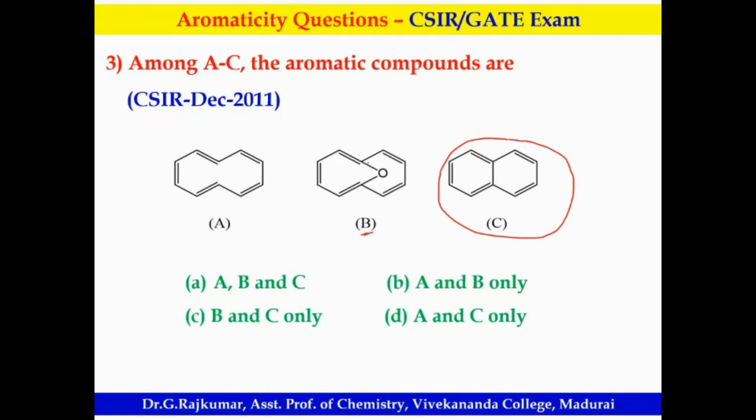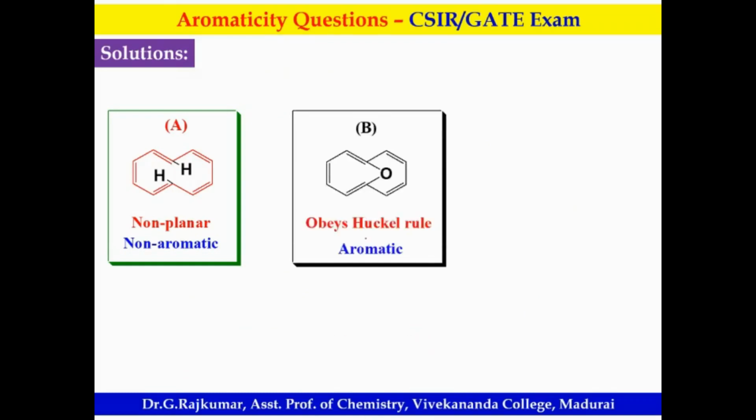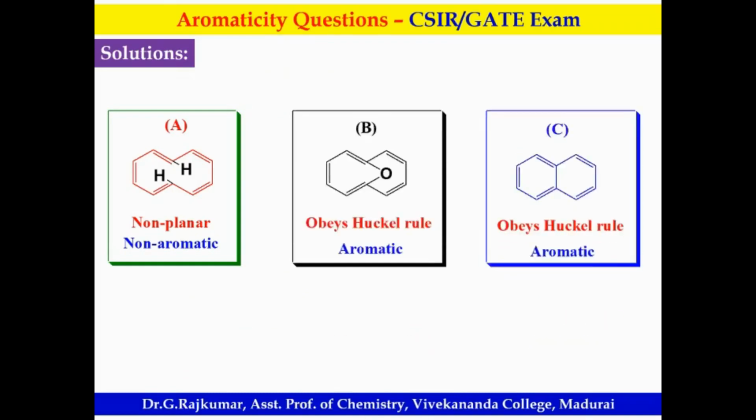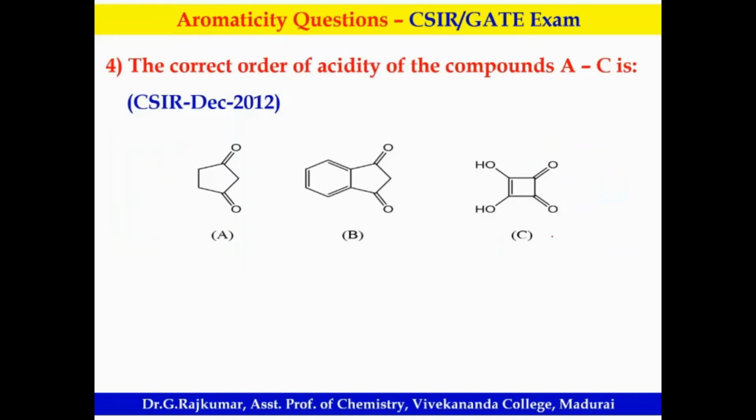So at the bridgehead, how will the oxygen be? Above the plane. Which will not disturb the delocalization of these electrons. And here there will be two hydrogens, giving a non-planar structure in A. So this is non-planar, hence non-aromatic. B is aromatic. C is also aromatic. So the correct answer is option C. Look at this. The correct order of acidity of the compound.